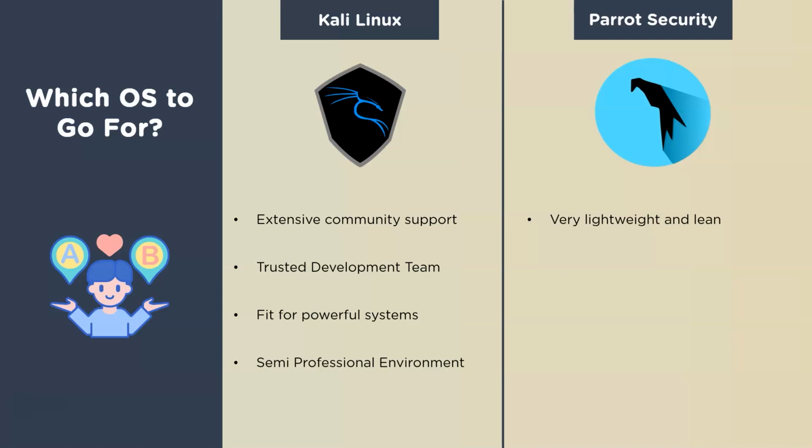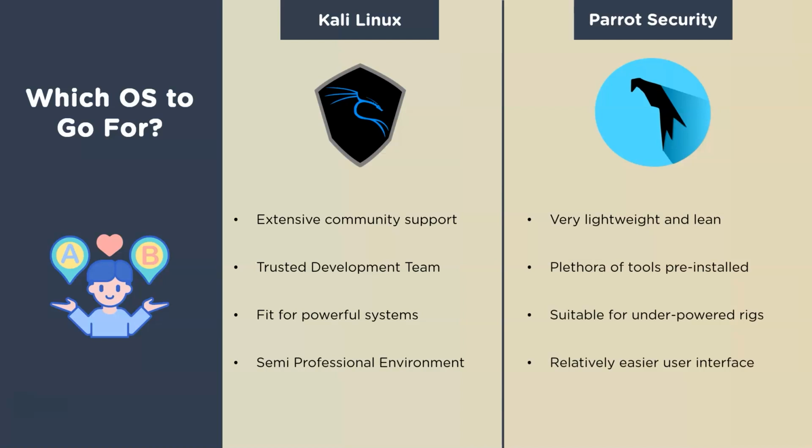One can decide to go with Parrot Security if they want a very lightweight and lean distribution that can run pretty much on all systems. It also has a lot of tools pre-installed, and some of them are not even present on Kali Linux. It is much more suitable for underpowered rigs where users do not have a lot of hardware resources to provide to the operating system, and thereby it is much more feasible for people with underpowered laptops or no graphical acceleration.